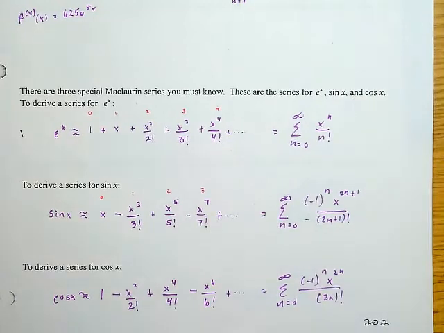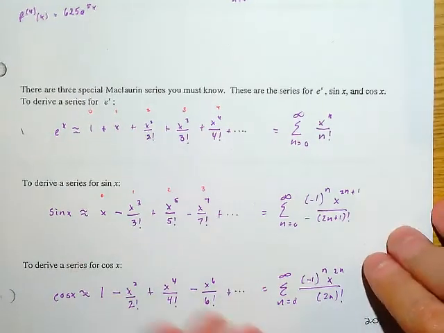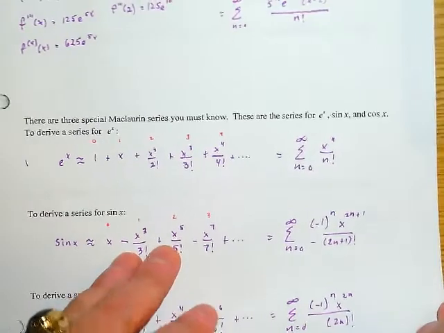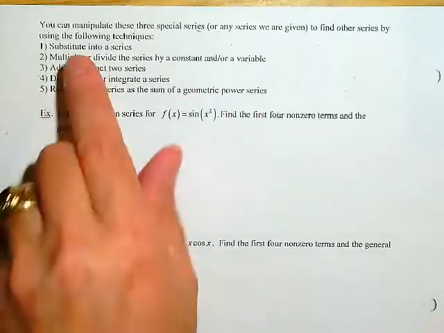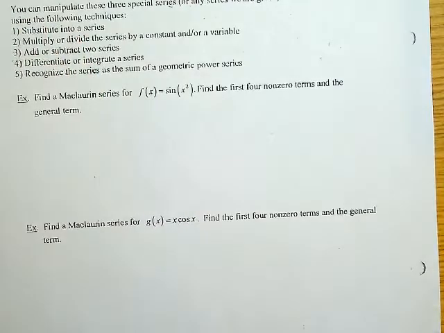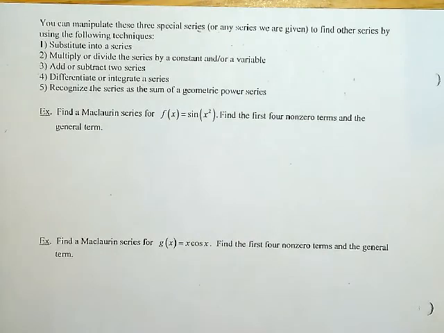All right? So have these memorized. At least these 3. Because it will help you. How's it going to help us? Well, I'm going to keep this handy, but I'm going to go to the next page and say you can manipulate those 3 special trig series or any series that we're given, because sometimes we're given others, to find other series that are related to that. You might be able to substitute into a series. You might be able to multiply or divide that series by a constant or even another variable. You might be able to add or subtract those 2 series.